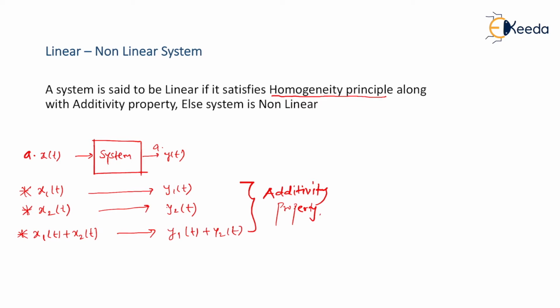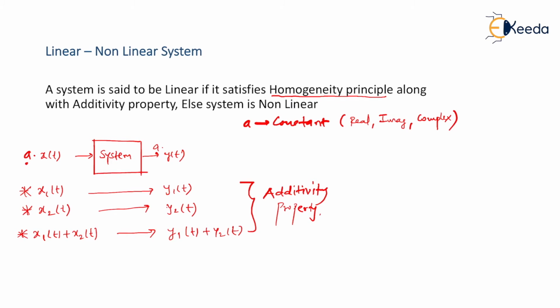When you apply input as x, you get output y. But instead of applying x, let's say you have multiplied x with some constant, that is a, then the output should also get multiplied with the same quantity. Now what is meant by a? A is a constant. When I say constant, a constant can be a real value, an imaginary value, or this constant can be a complex constant also.